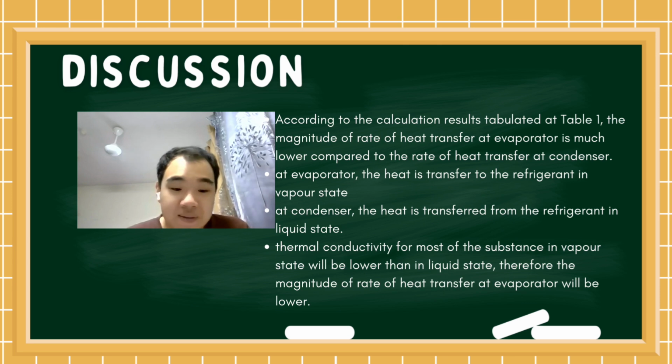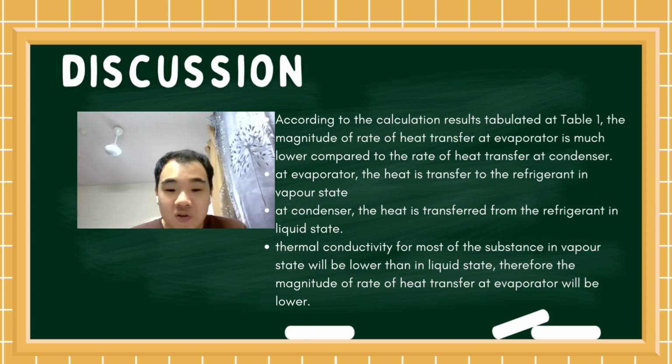Why? Because in the evaporator, the heat is transferred to the refrigerant in vapor state, but in the condenser, the heat is transferred from the refrigerant in liquid state. So the thermal conductivity of most substances in vapor state will be lower than in liquid state. Therefore, the magnitude of the rate of heat transfer at the evaporator will be lower.